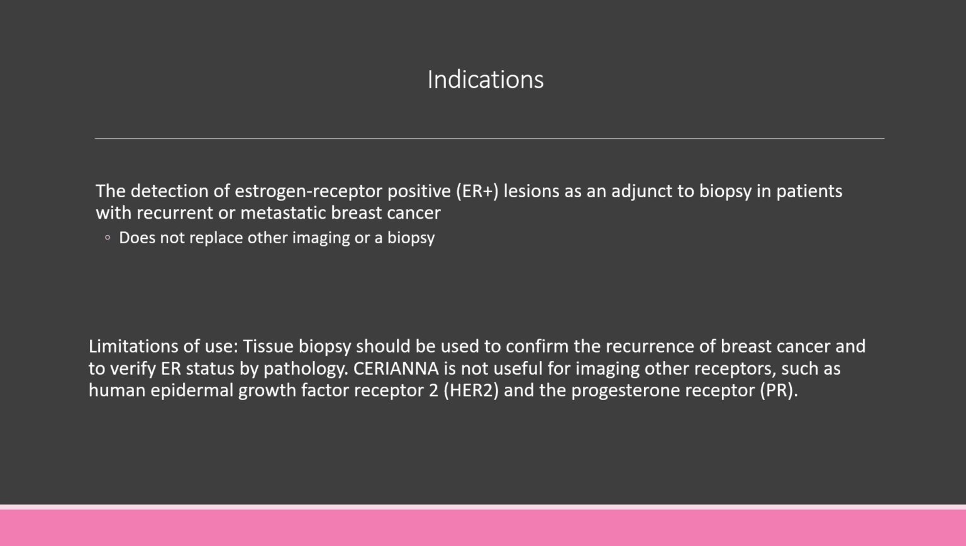The detection of estrogen receptor lesions is an adjunct to biopsy in patients with recurrent or metastatic breast cancer. This does not replace other imaging or a biopsy. Limitations of use: tissue biopsy should be used to confirm the recurrence of breast cancer and to verify ER status by pathology. Cerianna is the trade name for F18 FES, and Cerianna is not useful for imaging other receptors such as the HER2 or the progesterone receptors.